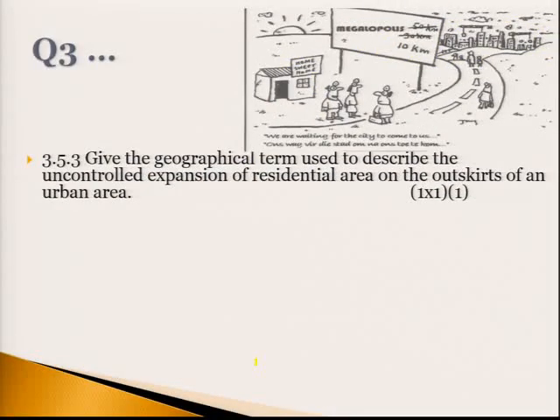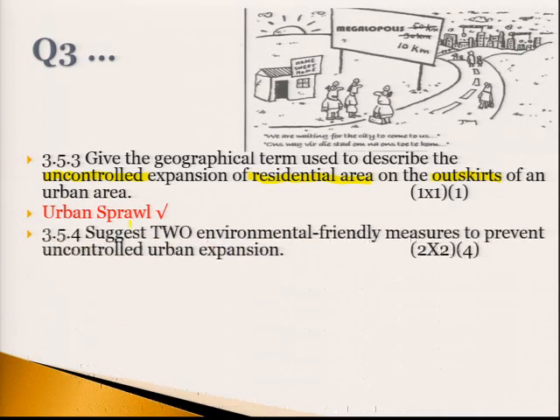Let's go on with question 3. Give the geographical term to describe uncontrolled expansion of the residential area. When everyone does as he wishes, stays wherever, on the outskirts of an urban area. Geographical concept, and that will be an urban sprawl. Remember, urban expansion is physical expansion, but immediately you give a term for an uncontrolled expansion of residential areas, then you talk of urban sprawl.